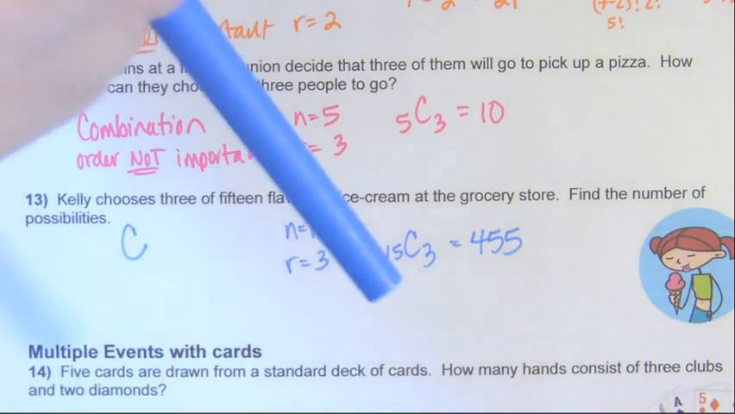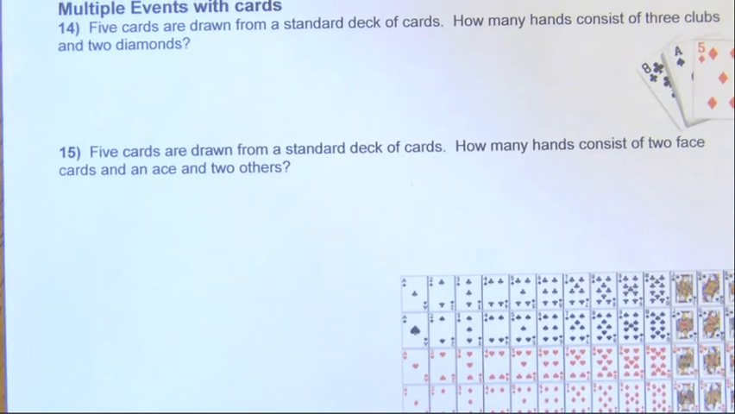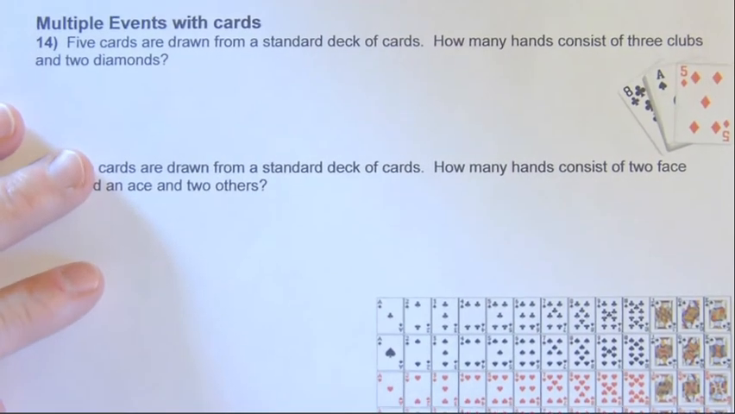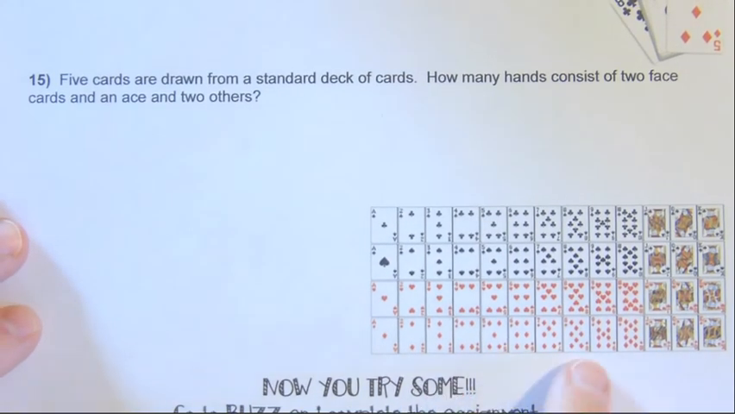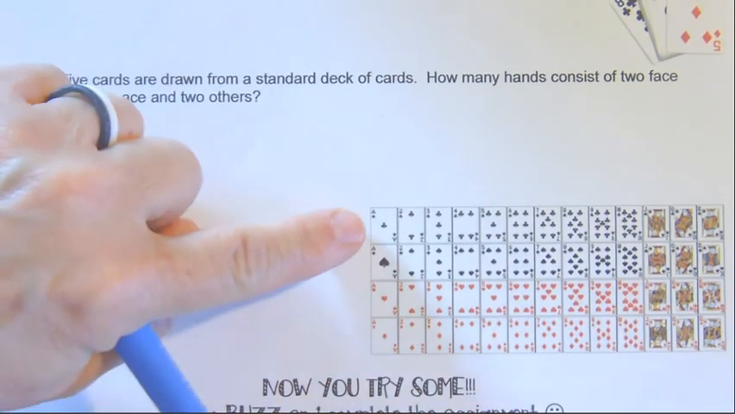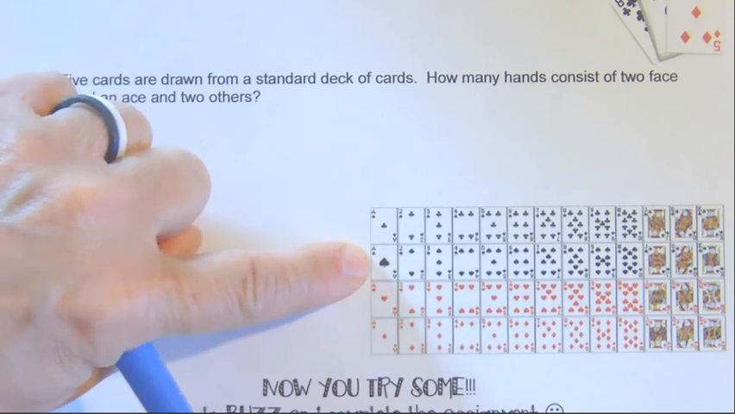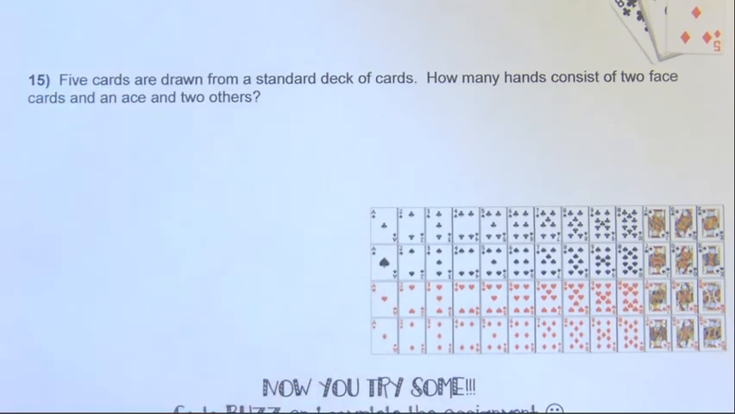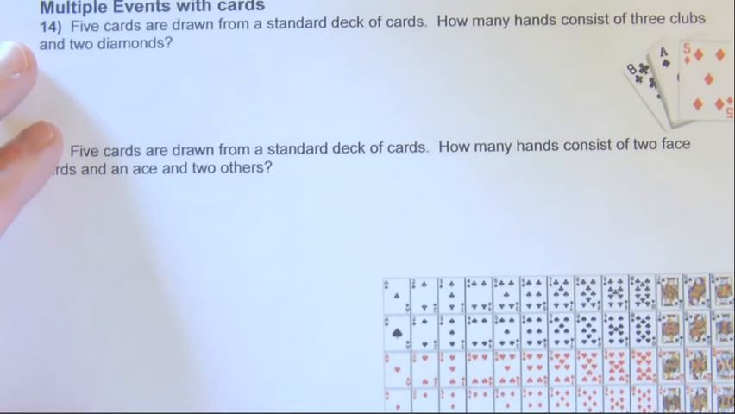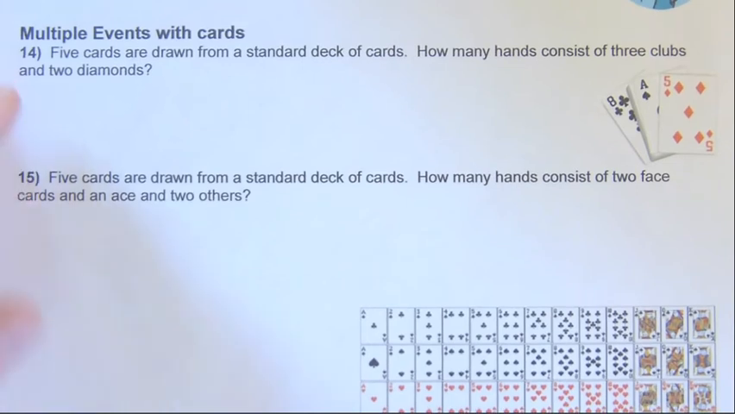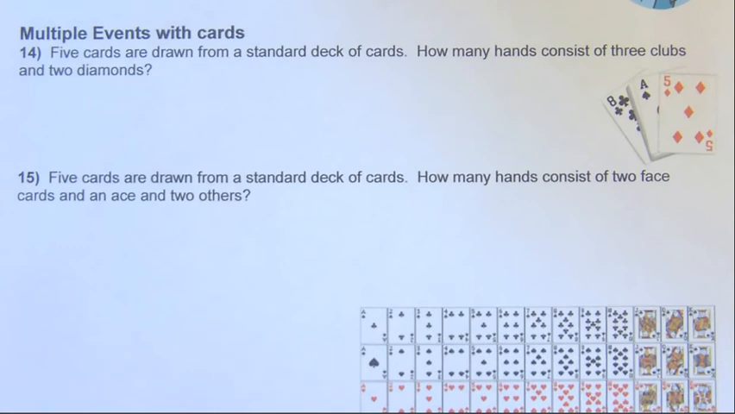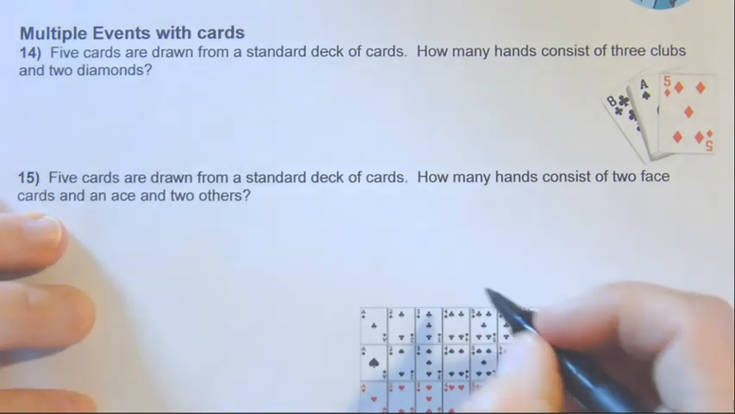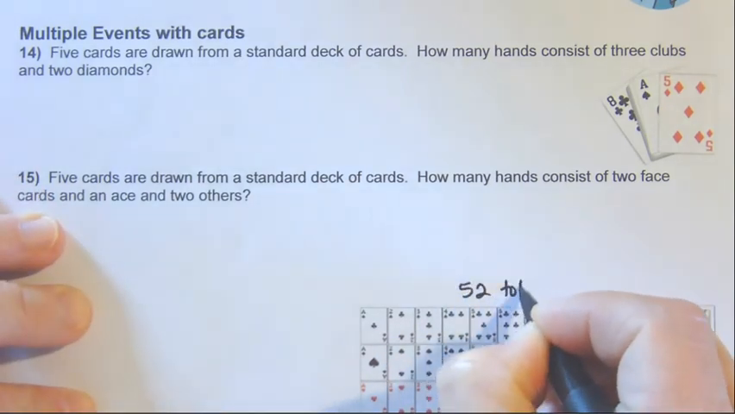So this is cards. If you look, I have here a sample space of all the cards. I've got the blank notes on Buzz if you want to look, but here's what all the cards look like. I've got clubs, spades, hearts, diamonds. There's 13 of each of those type of cards. Let's try a problem here. So 5 cards are drawn from a standard deck of cards. So there are 52 total cards in a deck of cards. So I'm going to put this down here. There's 52 total.